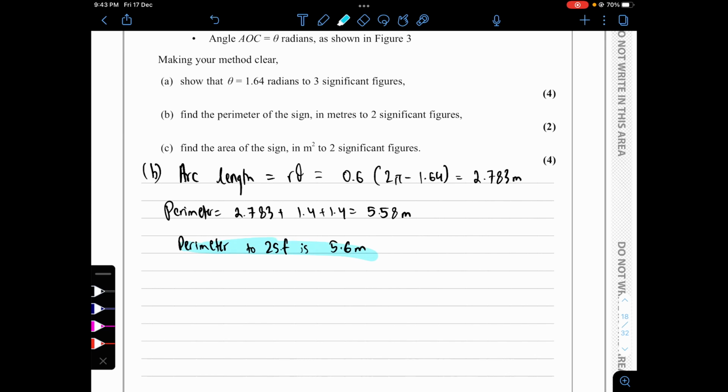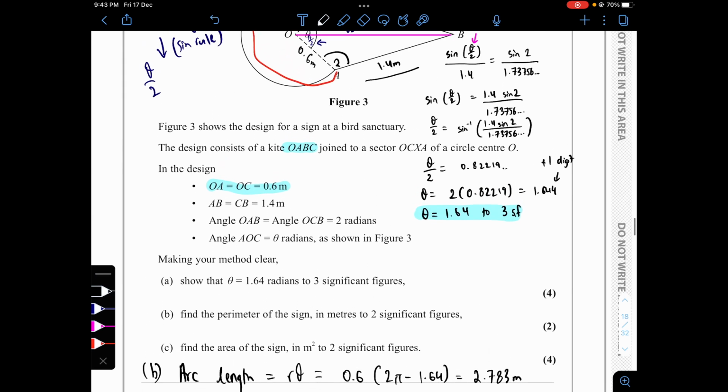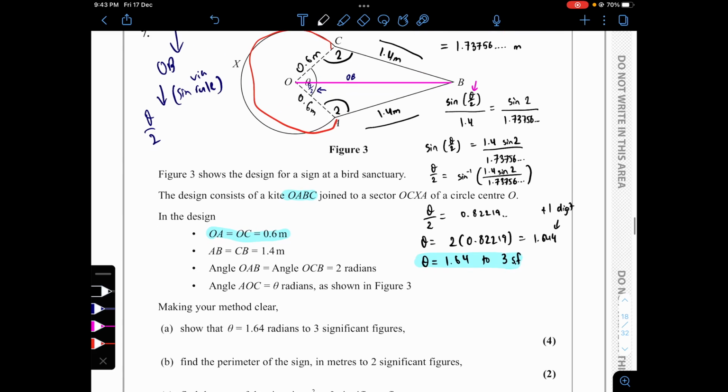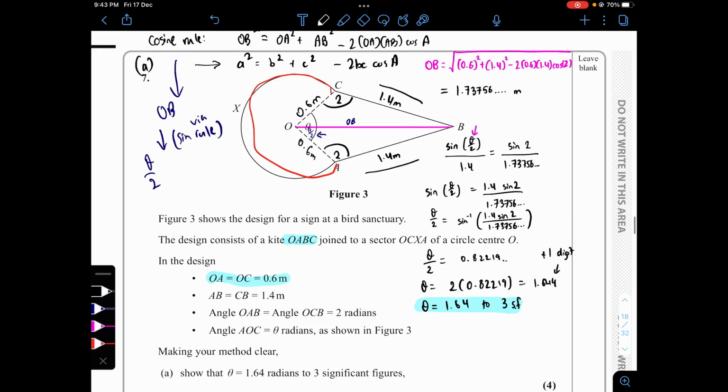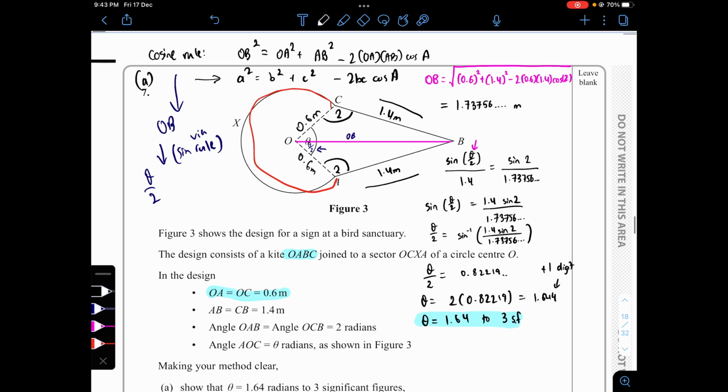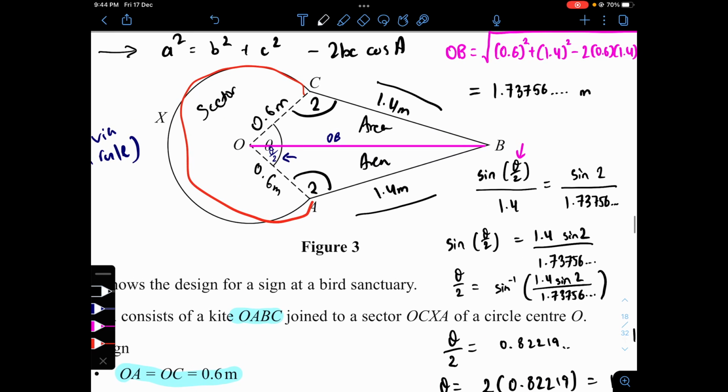The final answer. Now part C, find the area of the sign in meters squared to 2 significant figures. And that's pretty simple. We can split it up into 3 areas. So we have the area of the sector plus the area of this triangle and the area of this triangle.